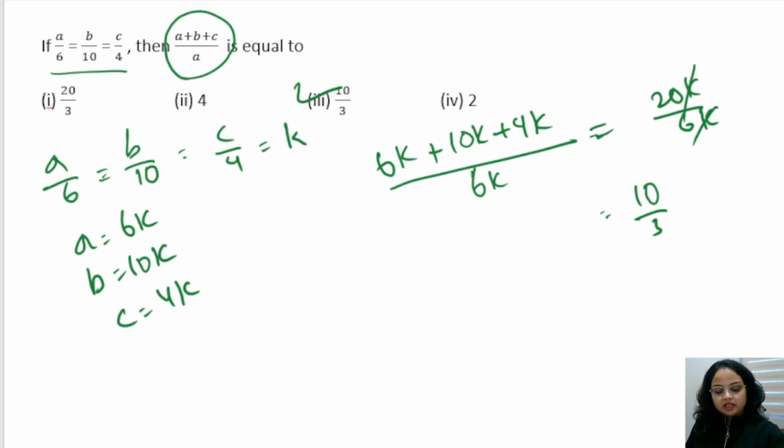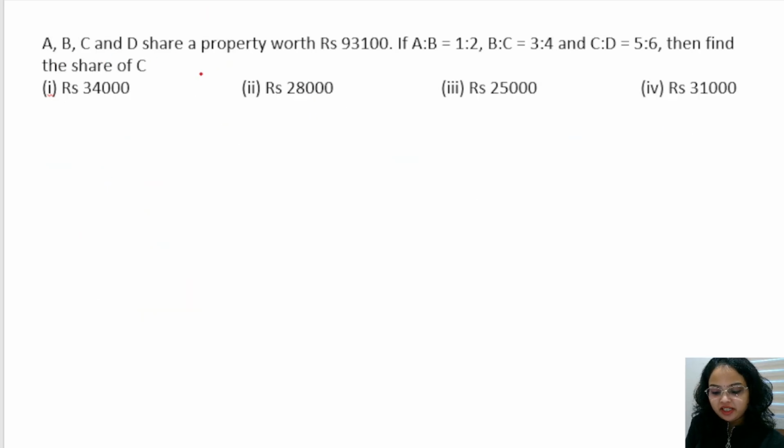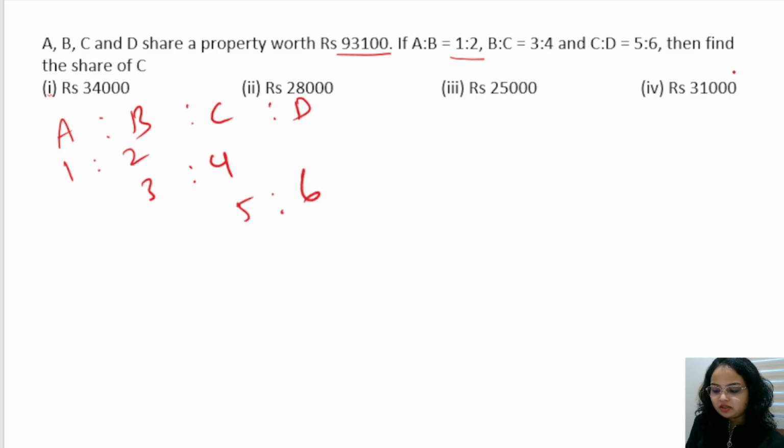Third option. Next one. If A, B, C and D share a property worth 93,100, if A is to B is equal to 1 is to 2, and B is to C is equal to 3 is to 4 and C is to D is equal to 5 is to 6. Then find the share of C. Okay, here three different ratios are given. We have to make them the same. We have to make them one A is to B is to C is to D. What is the one ratio?